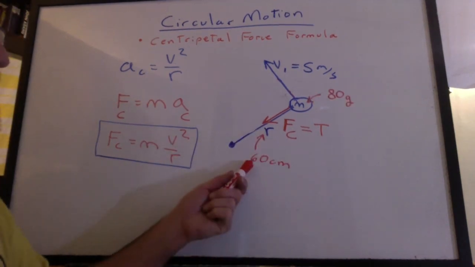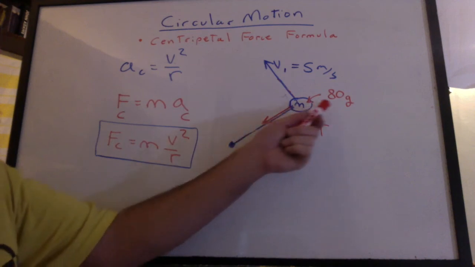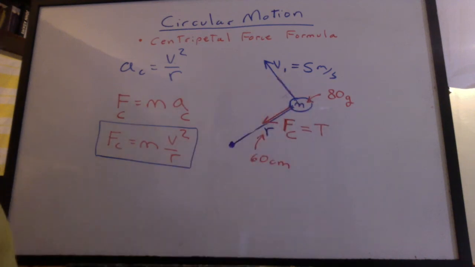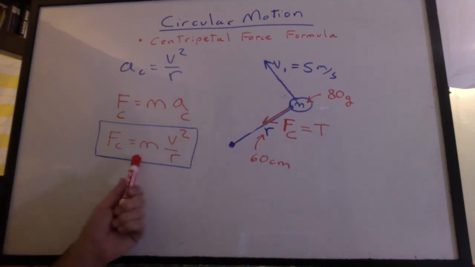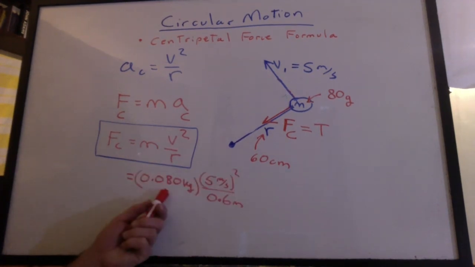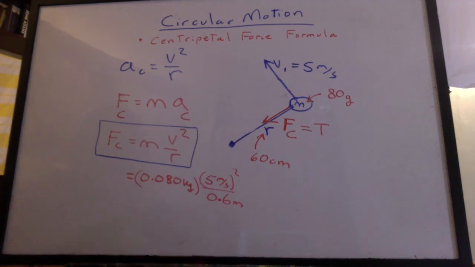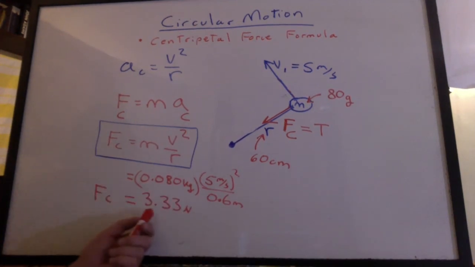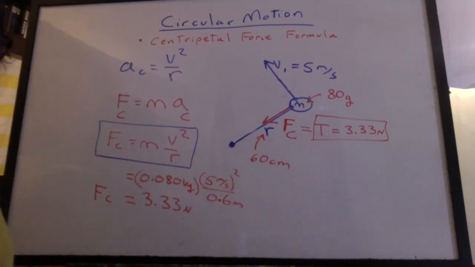So let's say the radius was 60 centimeters, the mass was 80 grams, and we have a velocity of 5 meters per second. What's the centripetal force? We make sure we're using kilograms and meters, and we have a centripetal force of 3.33 newtons. That's how hard you would have to pull to maintain the circle. What's causing that? The tension in the rope.